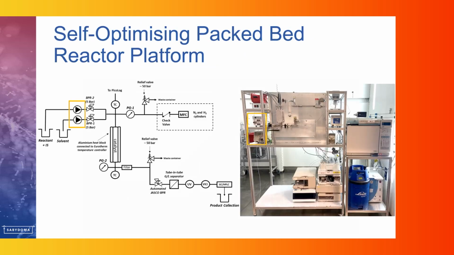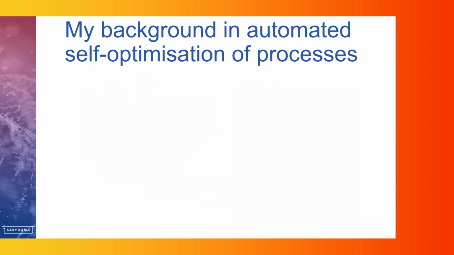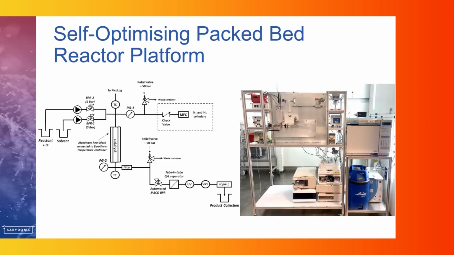So just to show you the importance of that, this is the reactor that we have at the University of Leeds, and this is what they look like in real terms. We have chemicals introduced through pumps and mass flow controllers. In this case, this is a hydrogenation of a pharmaceutical, and then we have a packed bed of catalyst. Then we have online GC and HPLC.